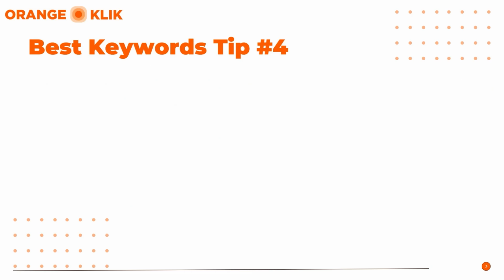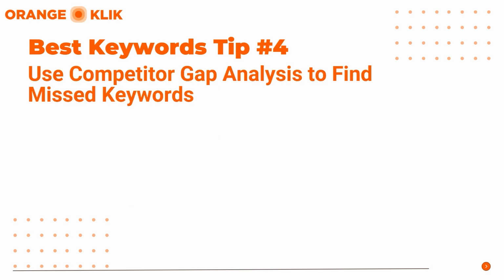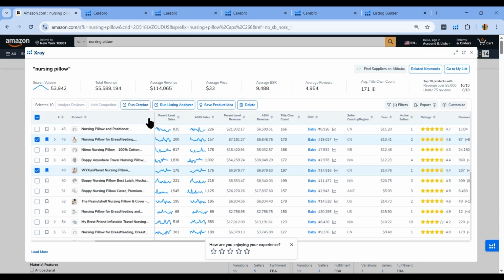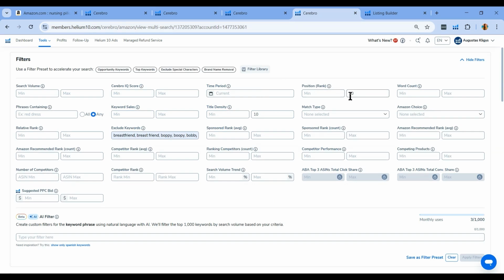The last tip for getting the best keywords is to use competitor gap analysis to find missed keywords. The goal here is to discover keywords your competitors rank for that you haven't targeted yet. On Helium 10's Cerebro, enter your product ASIN plus the top competitor ASINs. Filter it with organic rank of top 10 and title density of under 10.